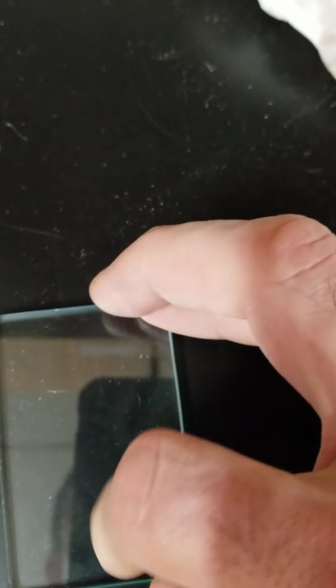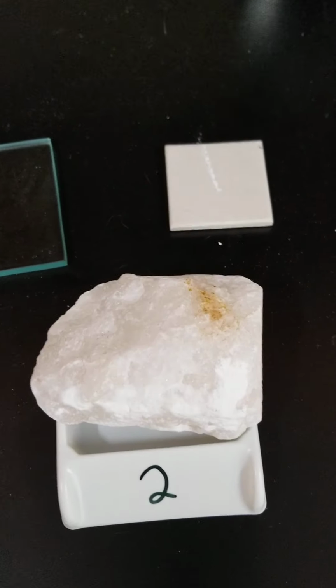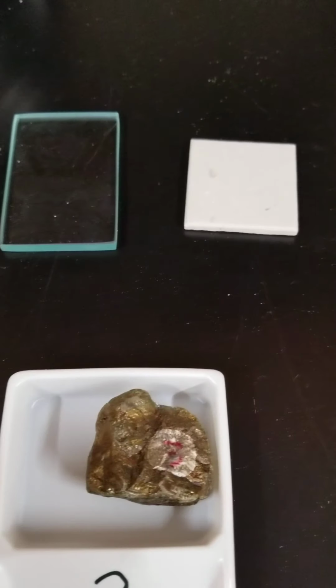So, kind of wiped away. All right, so that's one little hint to that. Okay, and don't forget luster, metallic or non-metallic. Okay, all right, number three.